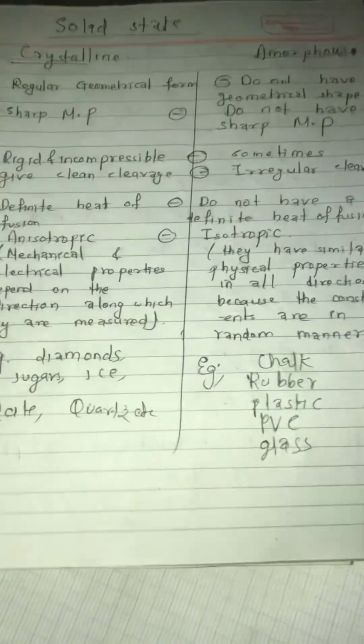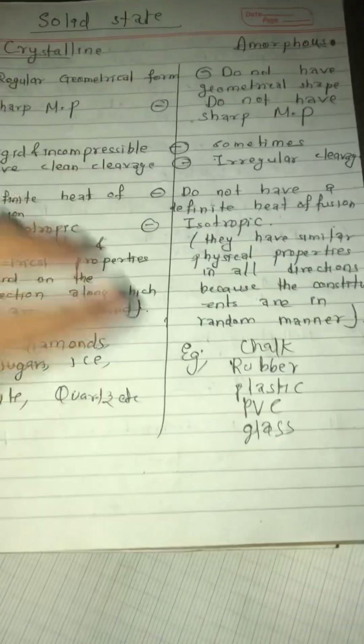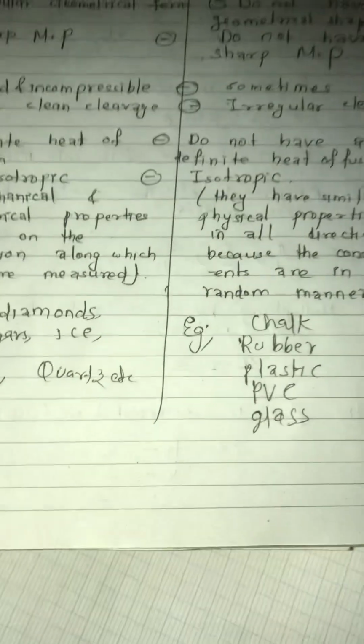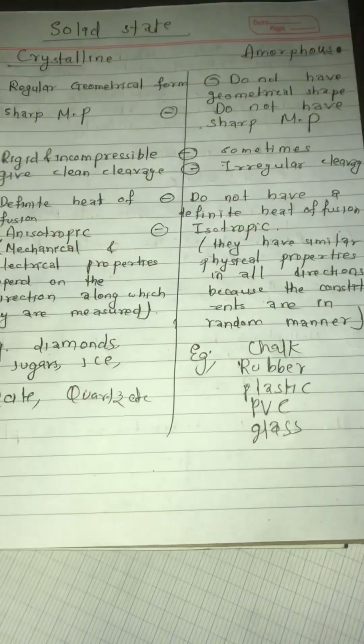Very basic concept, very easy. It's just that crystalline solids usually have very flat surfaces. They have an orderly repeating pattern, while amorphous solids lack the order. That's it for these two.